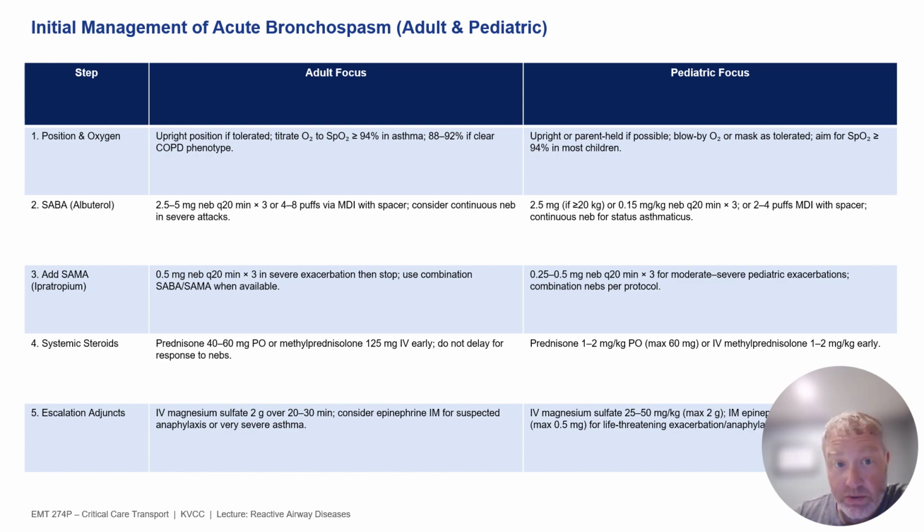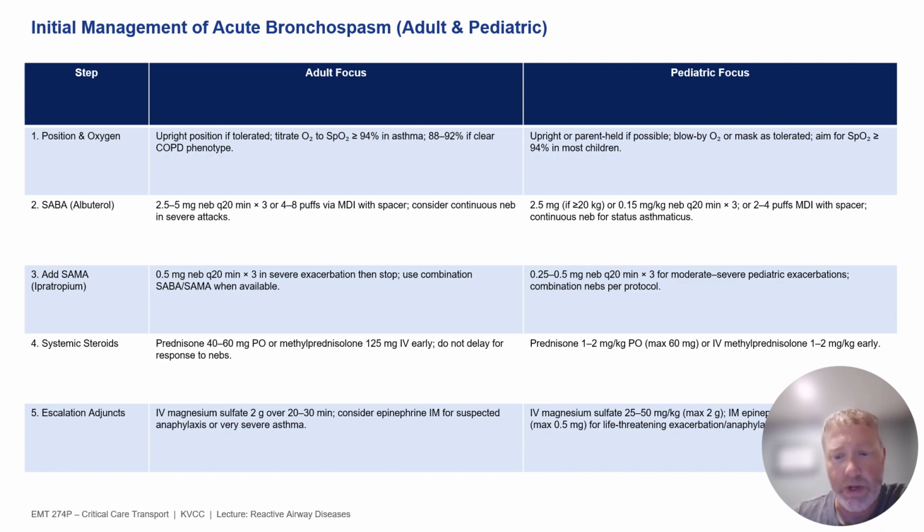In severe exacerbations where patients are not responding, IV magnesium would be the next escalation, typically given as 2 grams over 20 minutes in adults, and then 25 to 75 milligrams per kilogram in pediatrics, but capped at 2 grams. If you're still not turning the patient around, start thinking about ketamine, start thinking about Heliox, and start preparing for a potential intubation.